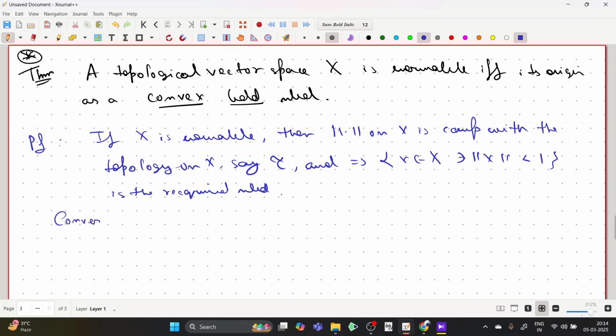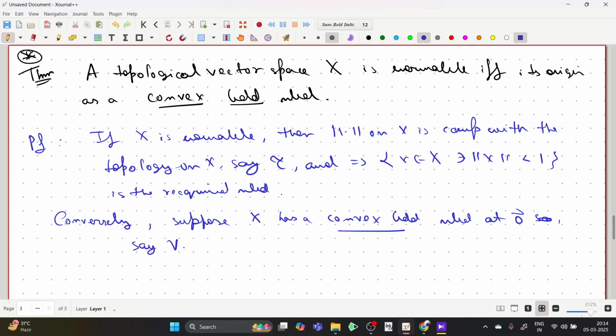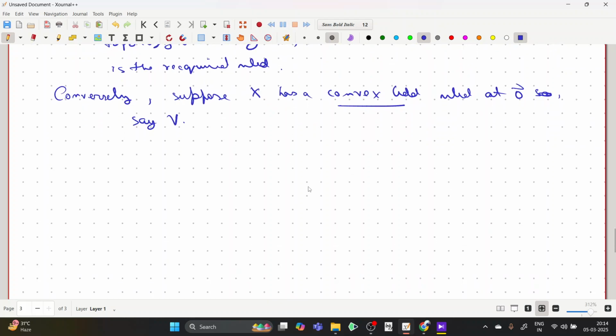Conversely, suppose X has a convex bounded neighborhood at the origin, say V. Okay, so I am choosing a convex bounded neighborhood, say V. I need to come up with a norm, and the norm will be exactly the Minkowski functional, because that's what we have developed so far, right?